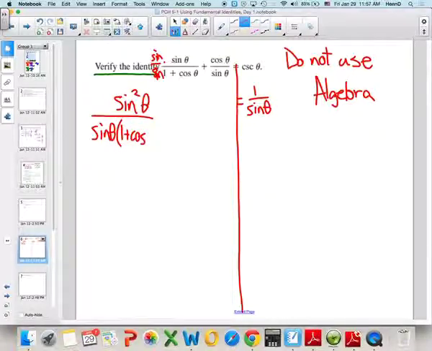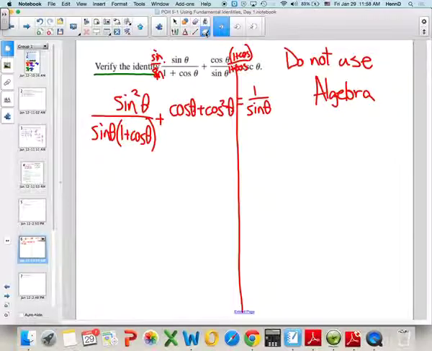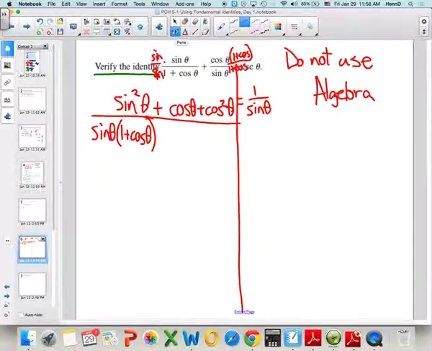You say, well, why didn't you distribute? Unless you see a specific reason why it would be helpful, don't distribute. Chances are you'll end up factoring it out later. This one, we're going to multiply by 1 plus cosine over 1 plus cosine. So that's going to give us a cosine plus a cosine squared, and it's over sine times 1 plus cosine as well. So I'm going to put this all in the same fraction now, because I have a common denominator.